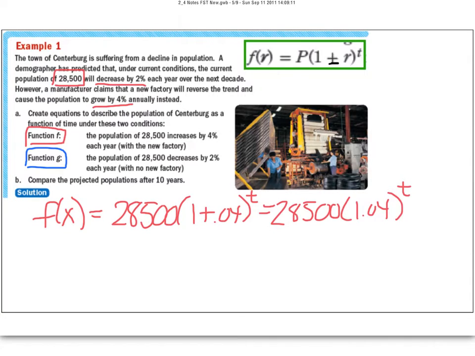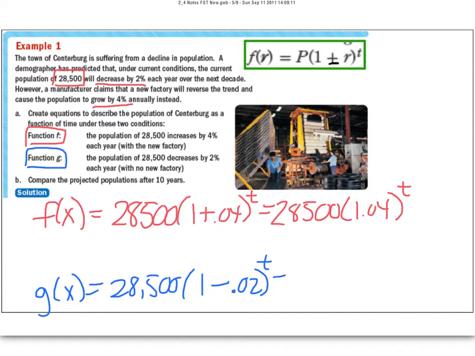For function g, we are going to start off again with 28,500. And this time it's 1 minus 2% because they're thinking decline, to the t power. And if we simplify that, we will have a decay factor of 0.98 to the t power.